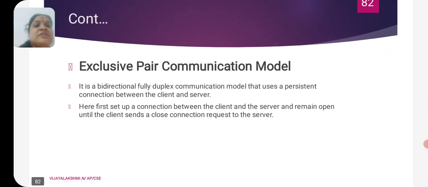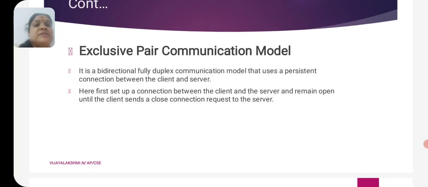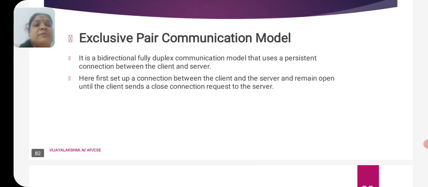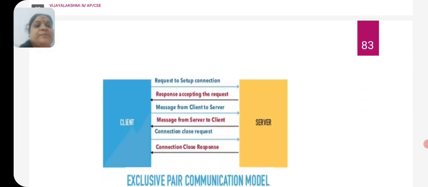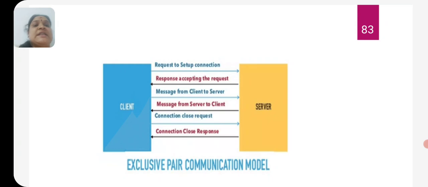And the last is the exclusive pair communication model. It is a bidirectional, full duplex communication which uses a connection between the client and server. First a connection is set up between the client and server, and it remains open until the client sends a close connection request to the server. Once the connection is set up, the client can send any number of requests until the client closes the connection.